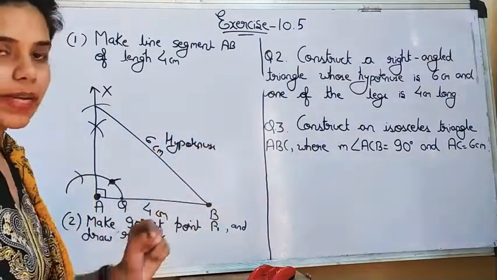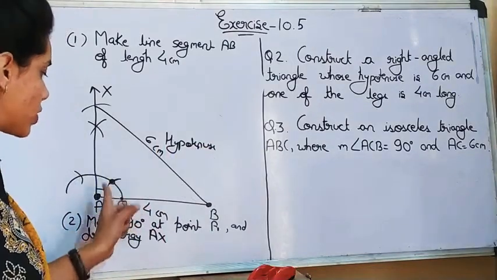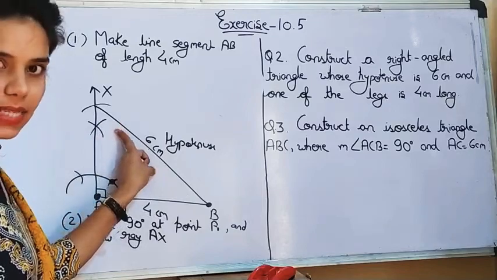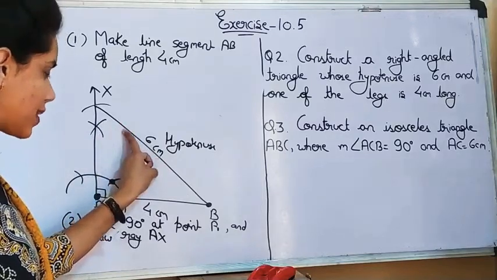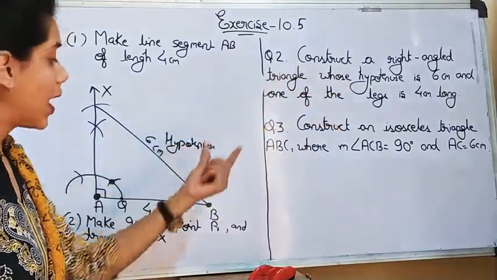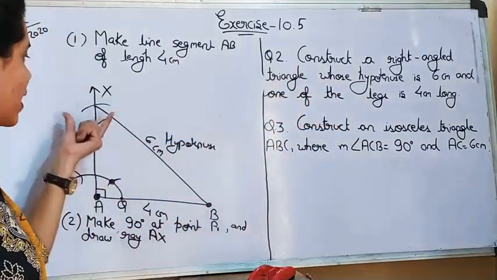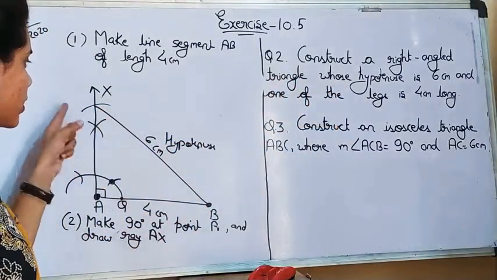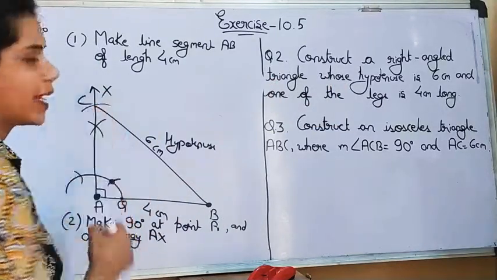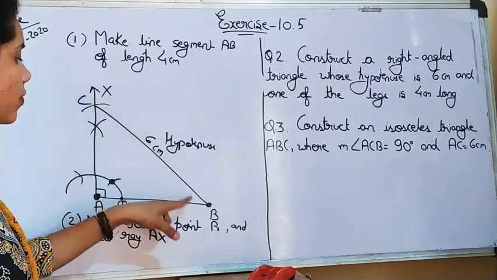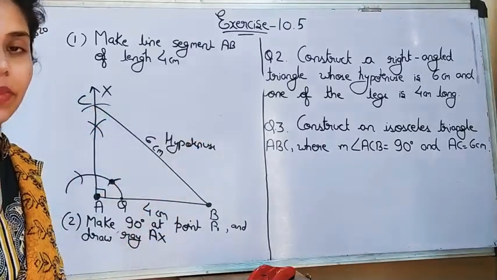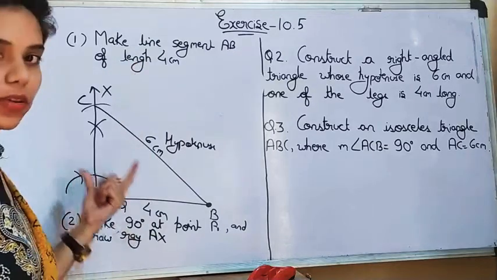I already explained to you that the side opposite to the angle is the hypotenuse, so you have to make this line segment. To make it, take a radius of 6 centimeter, and from point B cut an arc into ray AX and name this point as C. So you will get the triangle ABC, a right angle triangle ABC. So write the steps by yourself.